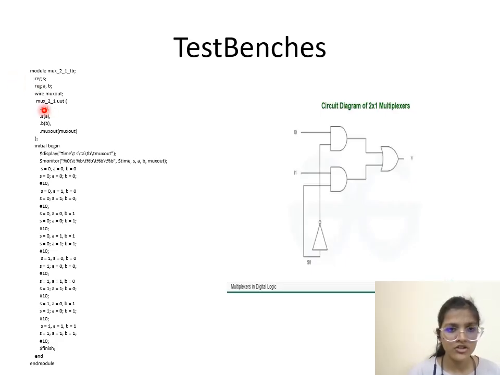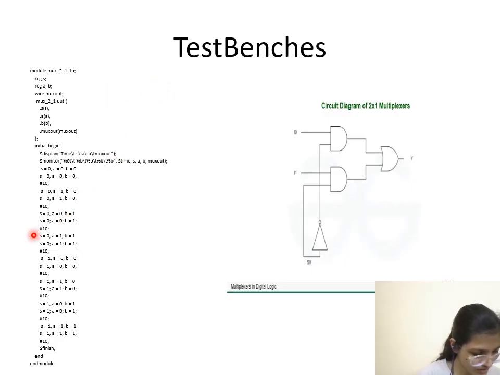The mux_2_1 unit under test connects the inputs and outputs of the module to the signals declared in the test bench. So S connects to the register S in the test bench, and similarly A and B are connected to the registers A and B in the test bench. Similarly mux out. Here are the cases which can happen. There are a total of 8 cases in the 2:1 multiplexer.